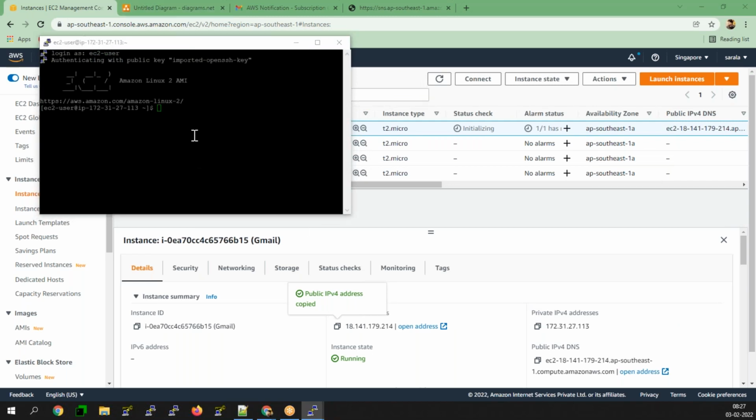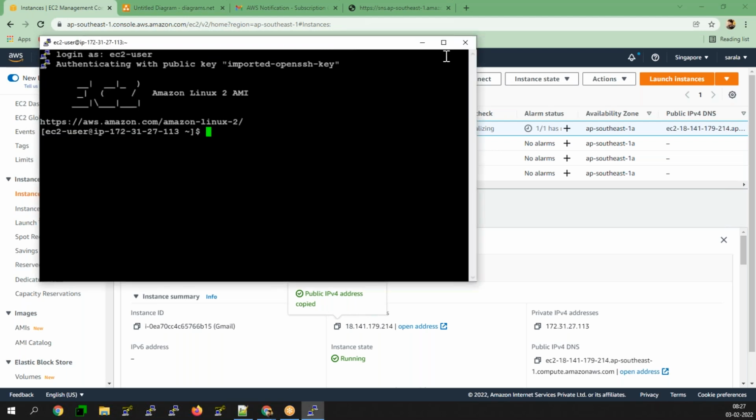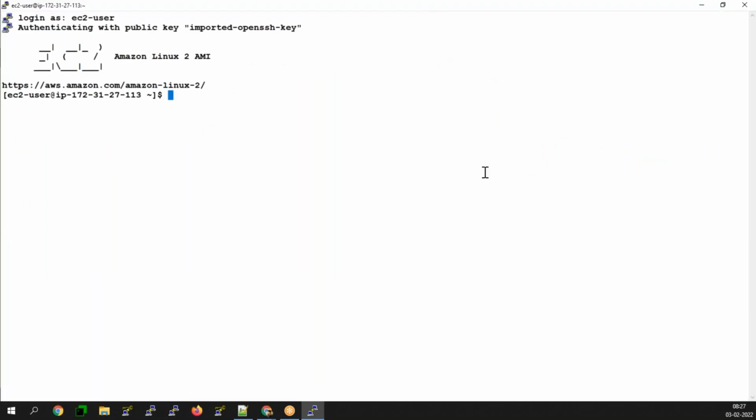So now we are going to enable the stress command to check whether you are able to verify the created metrics or not. Now guys, what is the command to check the load on the server? Uptime. Is the command uptime? Uptime.